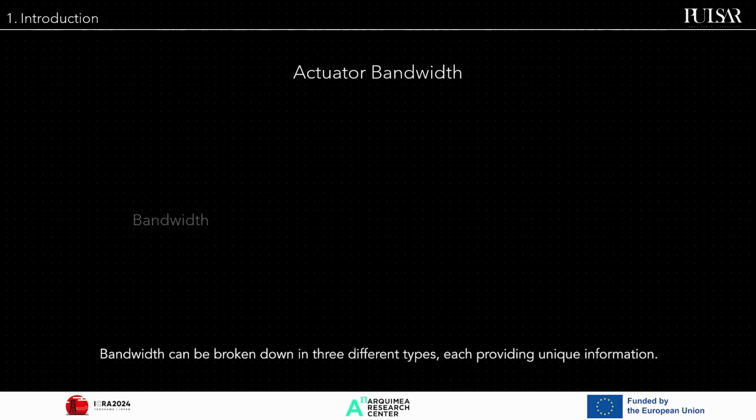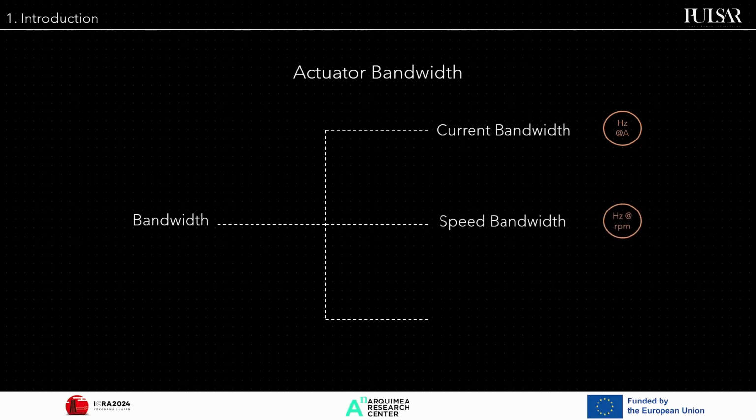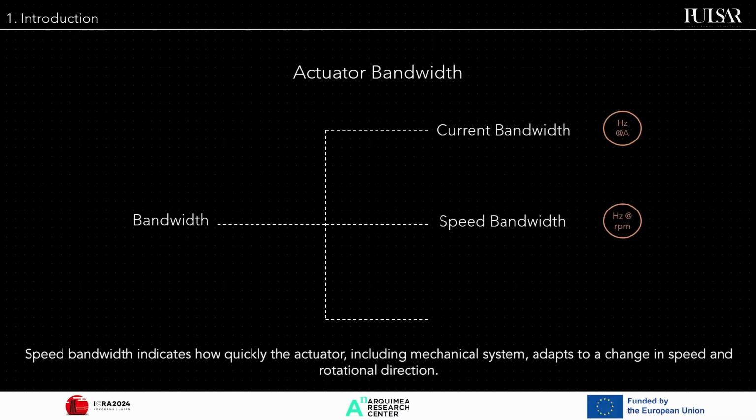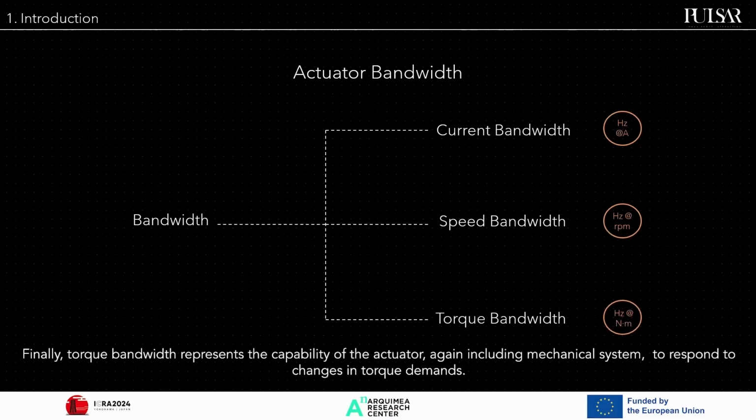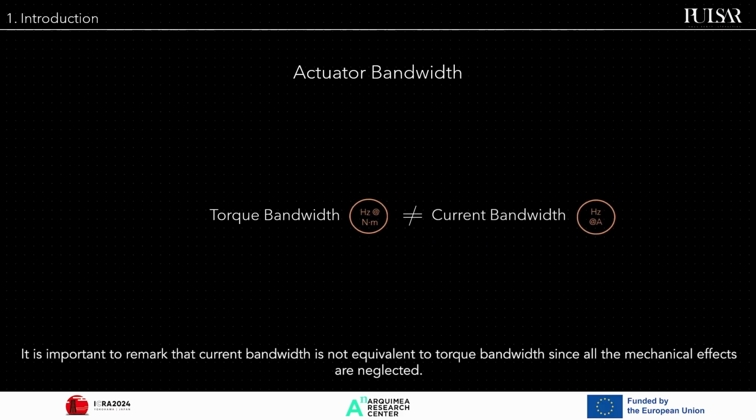Bandwidth can be broken down into three different types, each providing unique information. Current bandwidth reflects the capabilities of the control, inverter, and electric motor to adapt to a required current demand. Speed bandwidth indicates how quickly the actuator, including mechanical system, adapts to a change in speed and rotational direction. And finally, torque bandwidth represents the capability of the actuator, again including mechanical system, to respond to changes in torque demands.